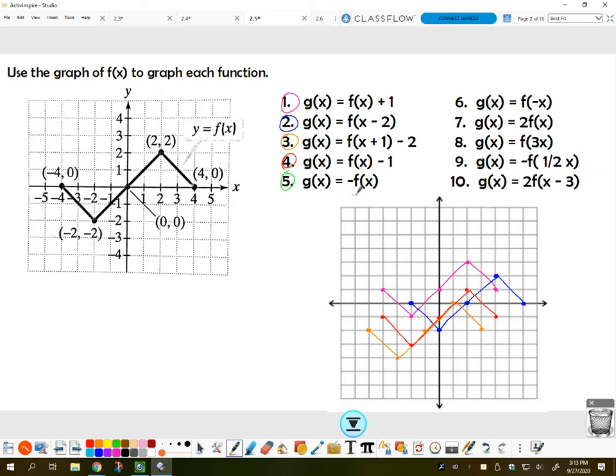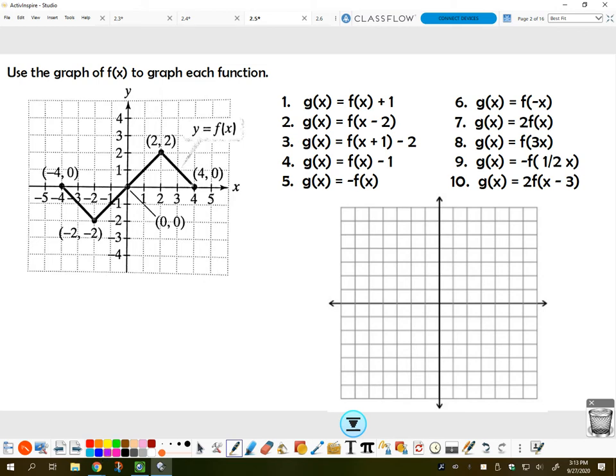All right, 5, negative on the outside is going to change the y. It's going to reflect over the x-axis. I'm trying to show you with my hand, so if you can see it, sorry. So if I take negative 4, 0, that's on the x-axis, so it doesn't move. 2, negative 2 becomes 2, positive 2. 0, 0 is on the x, so it doesn't move. 2, 2 reflects over to 2, negative 2. And again, 4, 0 isn't going to move. So we have the exact same picture from over here. We just reflected over the x. All of those are going to go away, and we're going to work on the other ones.